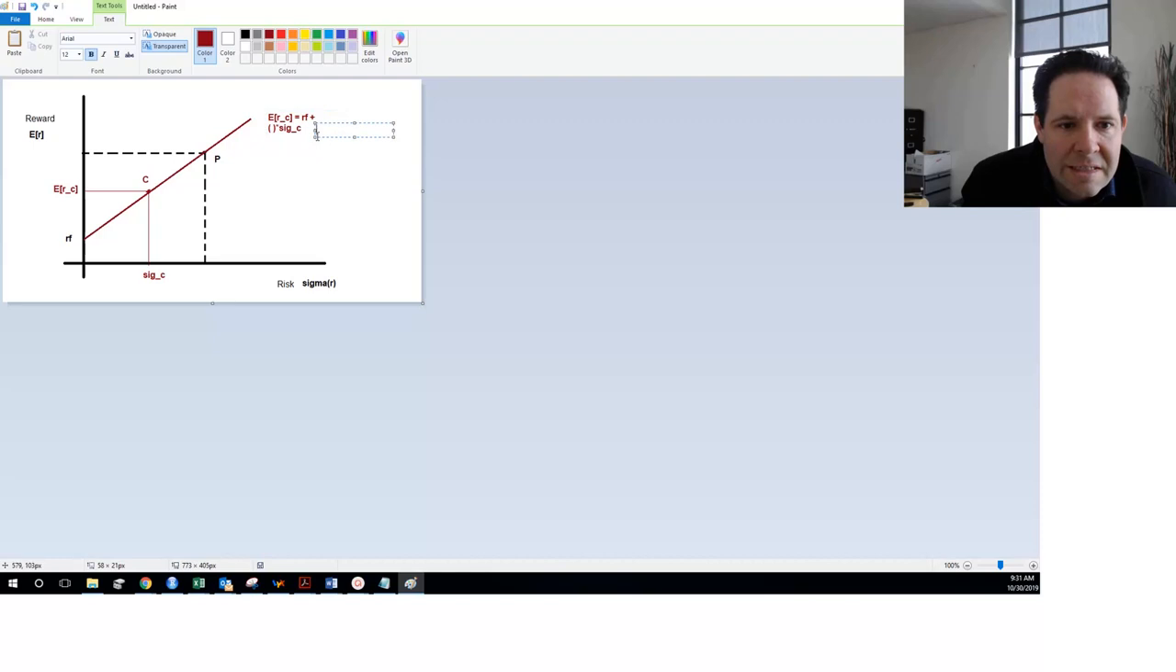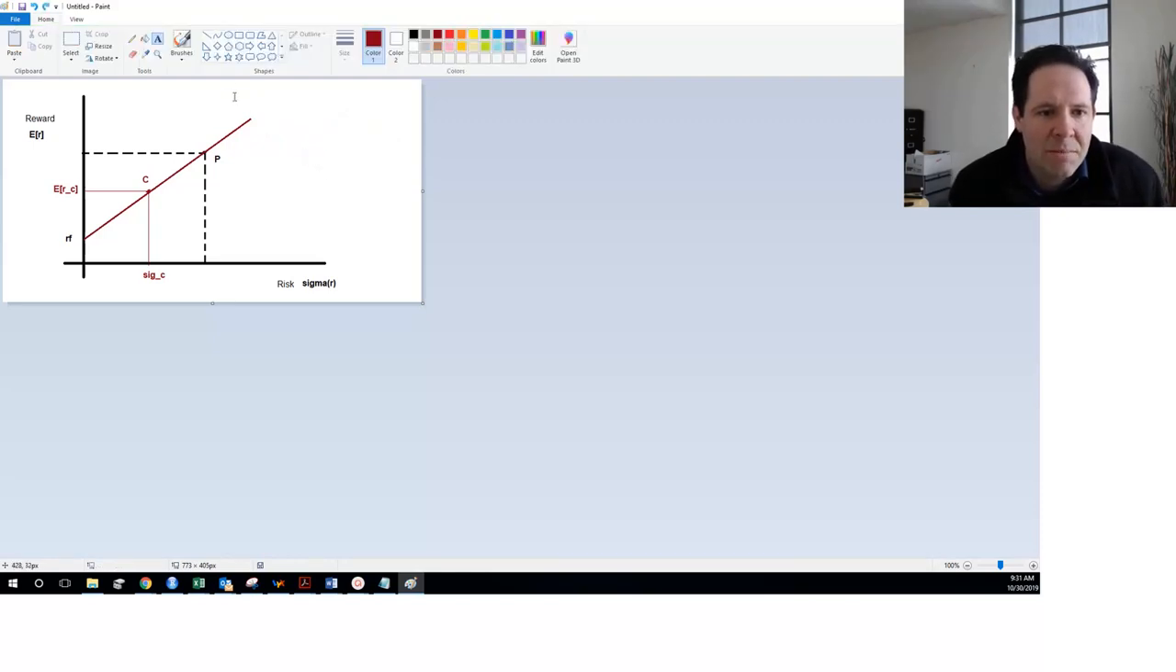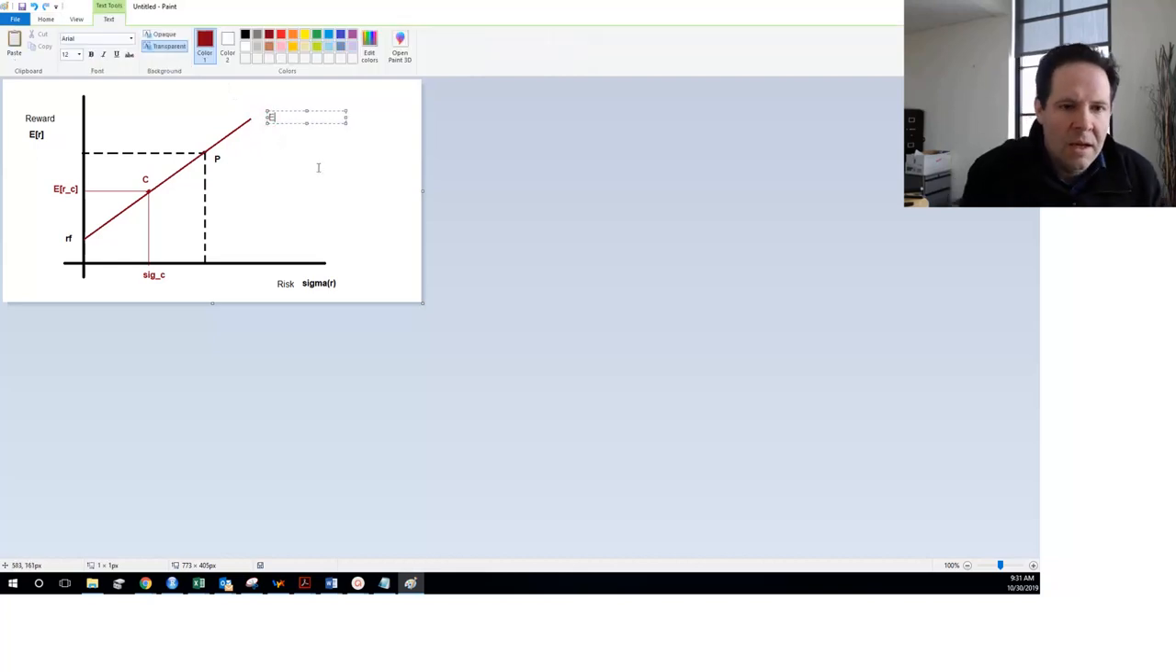Oh, dang it. That is the problem with doing these things in Paint. Expected return of the composite portfolio equals the risk-free rate plus the slope times the standard deviation of this composite portfolio. Well, what's the slope? The slope is rise over run. The rise is the expected return on the risky portfolio minus the risk-free rate.